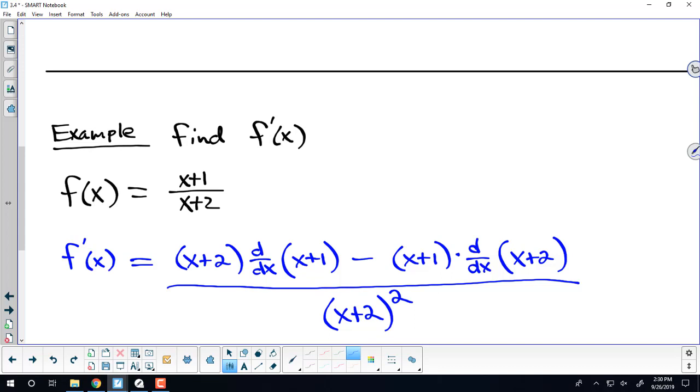So the vast majority of times when you're computing the derivative using the quotient rule, we just leave the denominator squared. We don't worry about expanding the denominator.